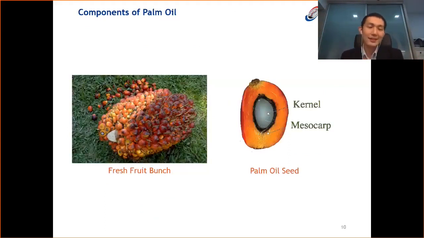And when you cut the palm oil seed in half, inside you can see there are two things. One is the seed, which is the kernel, and the other is the mesocarp, which is the flesh, the meat. So crude palm oil actually comes out from the mesocarp, the meat, the flesh itself, right?